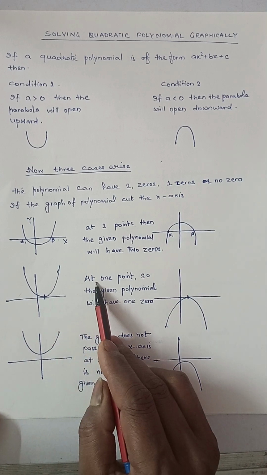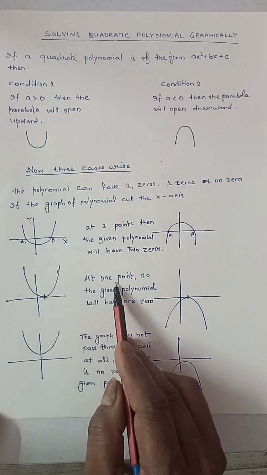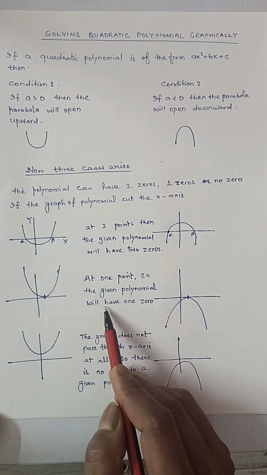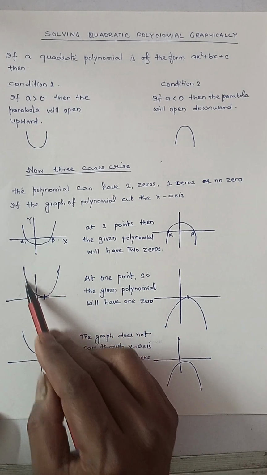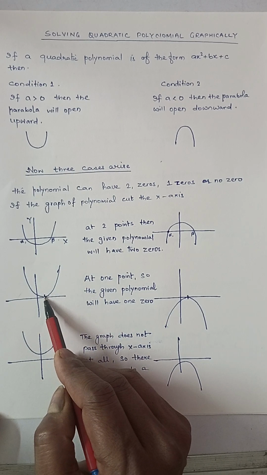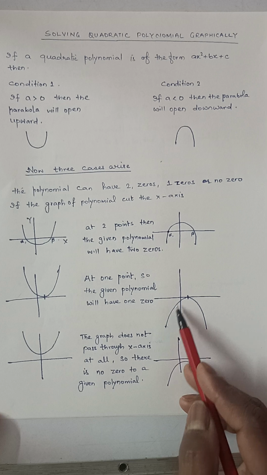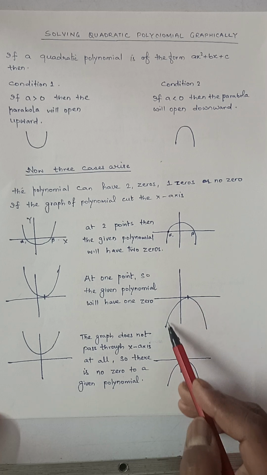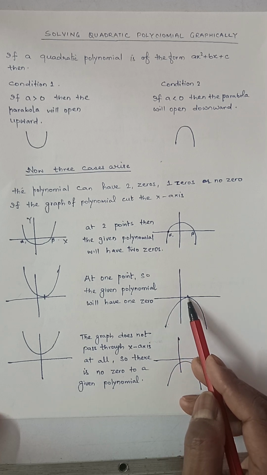If the graph only cuts the x-axis at 1 point, then the given polynomial will have 1 zero. Here a is greater than 0, but the number of zeros is only 1. Here a is less than 0, so the graph will open downward, but the number of zeros is only 1.